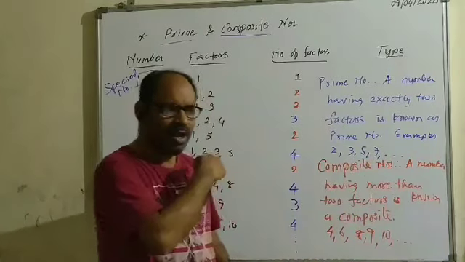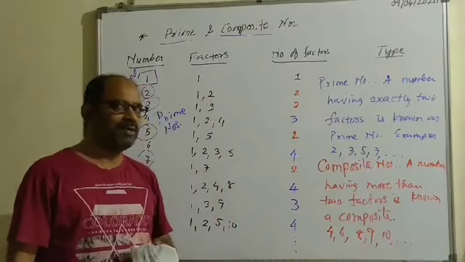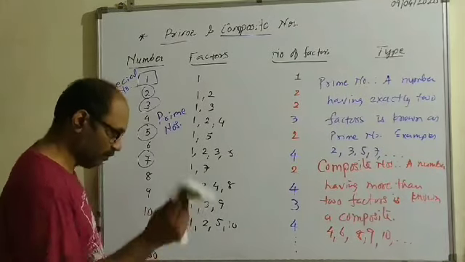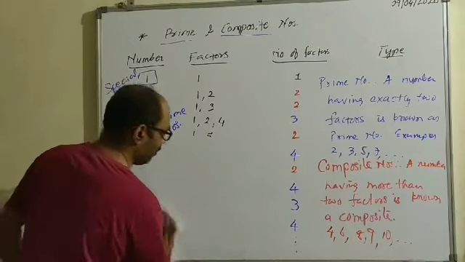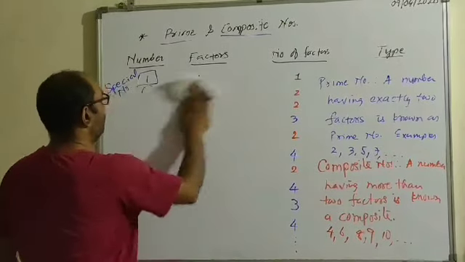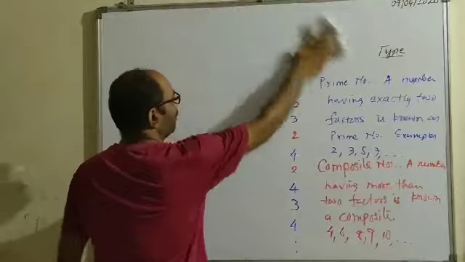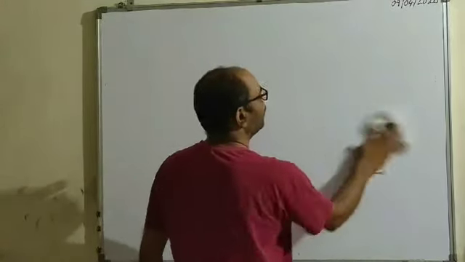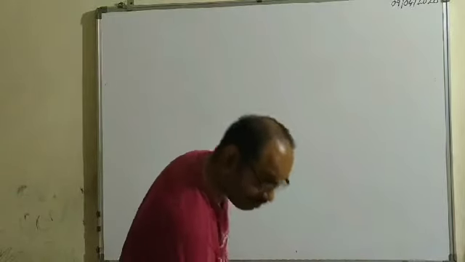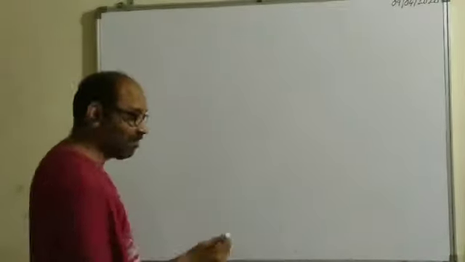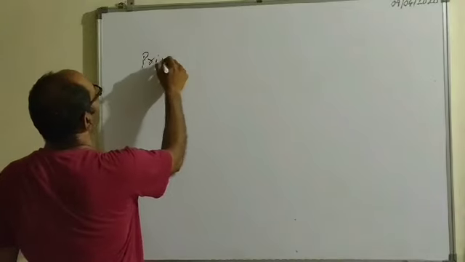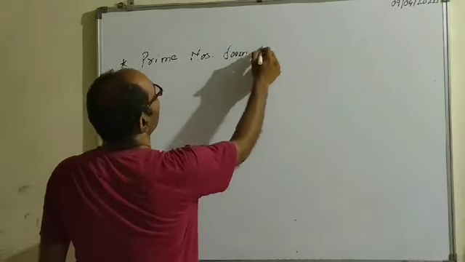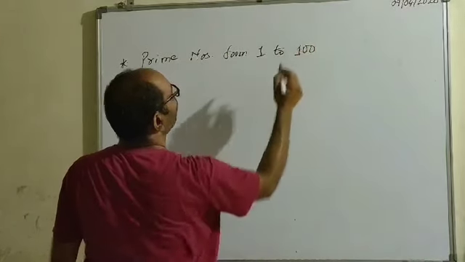Okay? I'm going to write all the prime numbers which are included in the numbers from 1 to 100. Okay? You too remember that. Try to remember that. It's very important. Ready? What we are going to do? Prime numbers from 1 to 100.